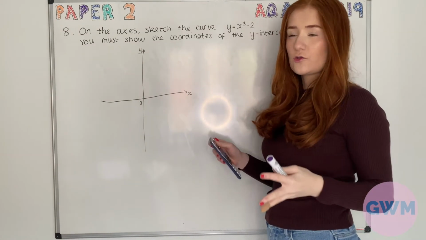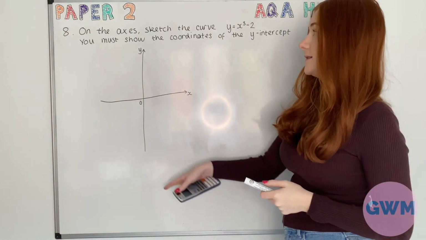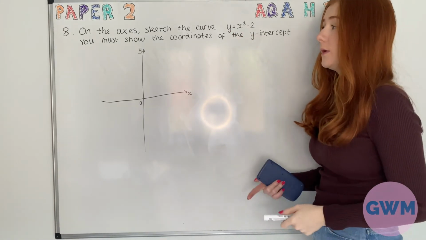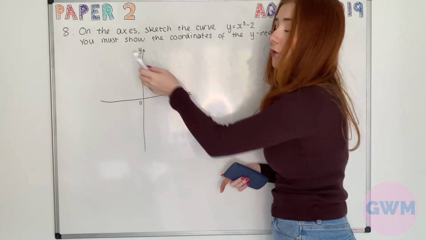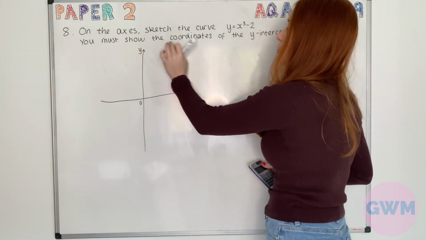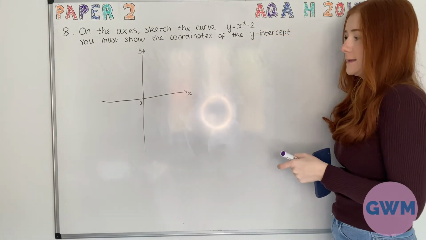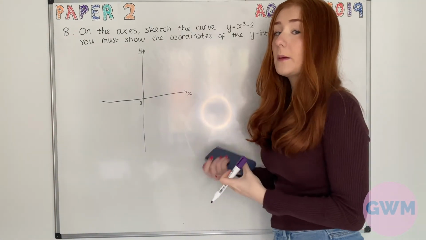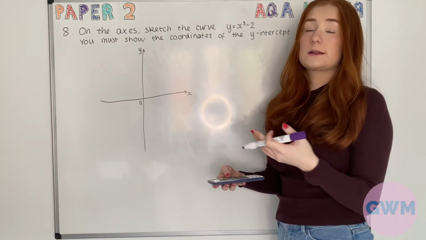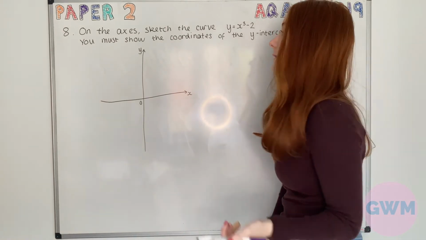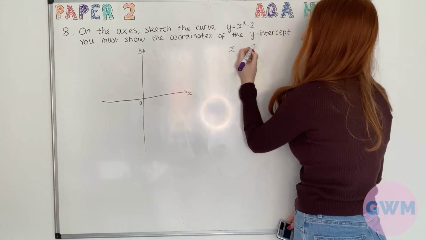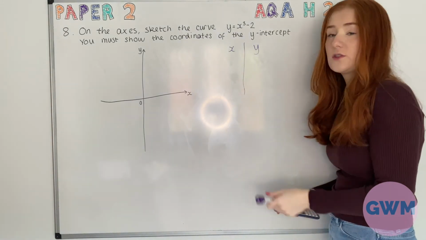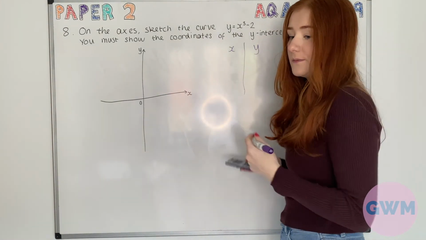Question 8 is another drawing one. It shows us the axis and it wants us to sketch the curve y equals x cubed minus 2. And it says below it, remember bold means you have to do it, you must show the coordinates of the y-intercept. Okay, so some people may know this graph, they may have memorised it, you might know straight away what it looks like. If not, don't worry, there's a really easy way to solve it. If we make a little table just off to the side for x and y, we can plot a couple points so we can kind of see the general direction.